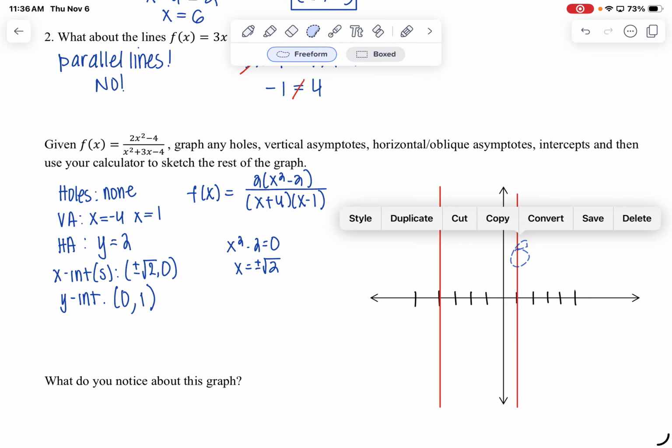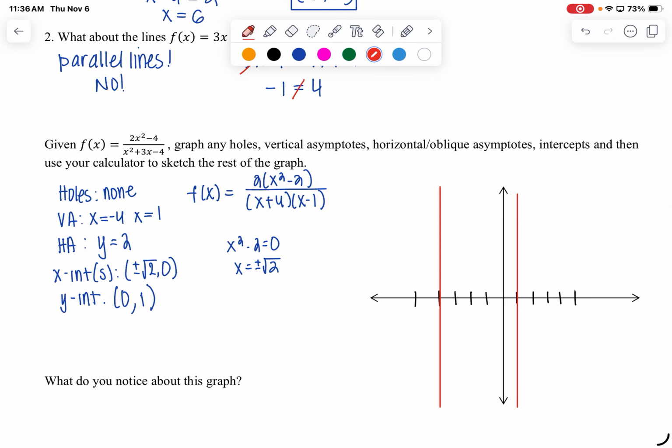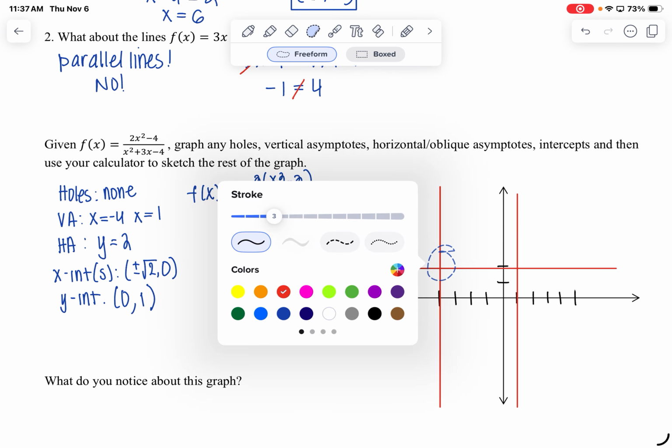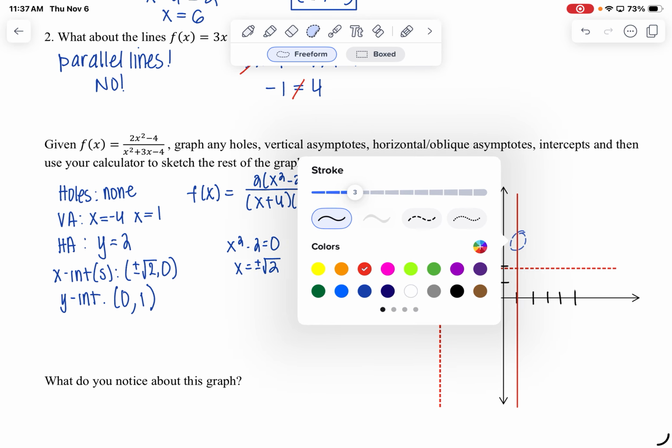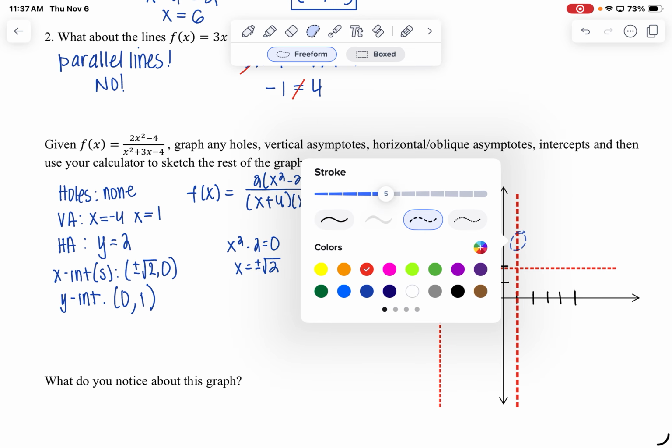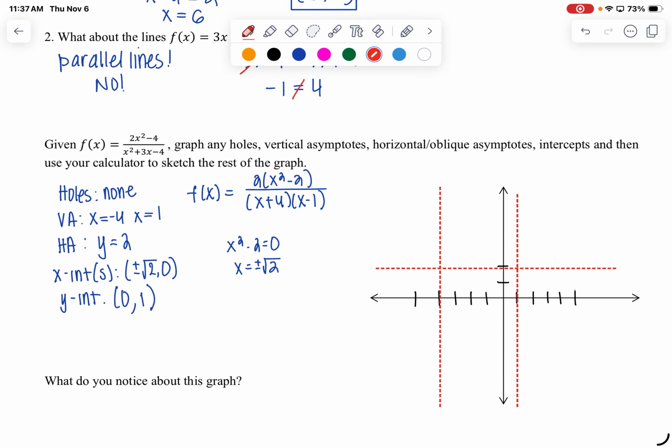And then there's a horizontal asymptote at y equals 2. I don't have tick marks yet, so let's go ahead and do 1, 2. Put a horizontal line going through that tick mark, and then I'm just going to make these all dashed style. A little thicker so they're easier to see, and then this one too. Okay, oops, that's too thick. All right, so now I'm going to put arrows on the end to show that they go on forever and ever.